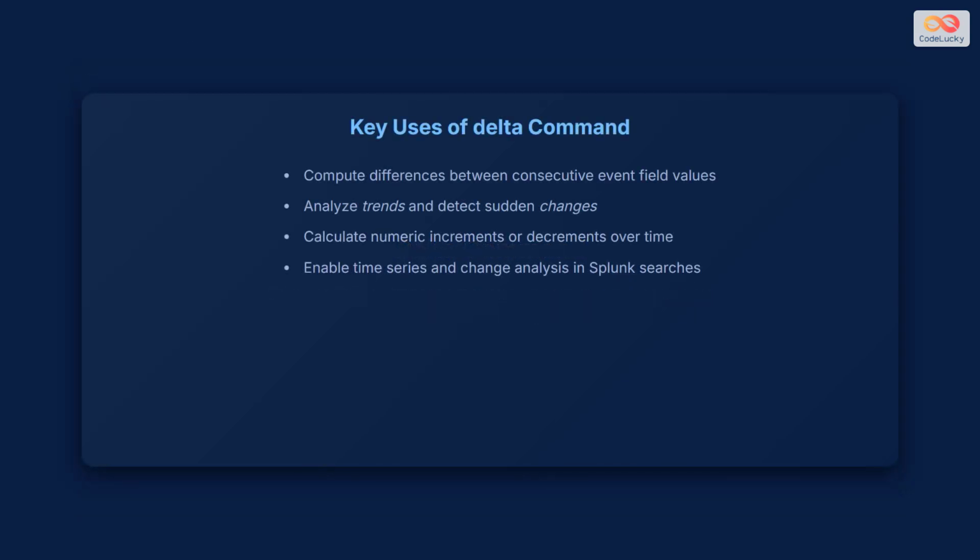The delta command computes differences between values of a specific field from one event to the next. This helps analyze trends and detect sudden changes. It is commonly used to calculate numeric increments or decrements over time, enabling effective time series and change analysis.